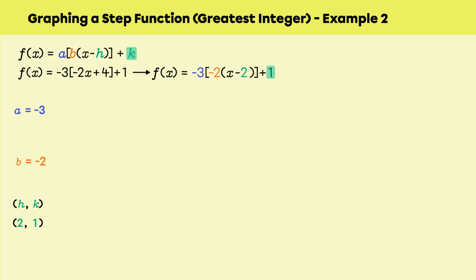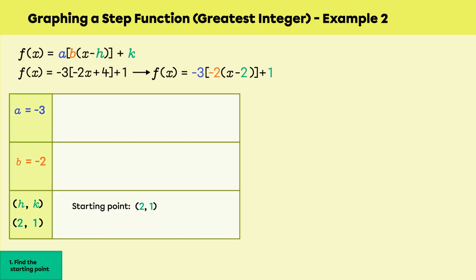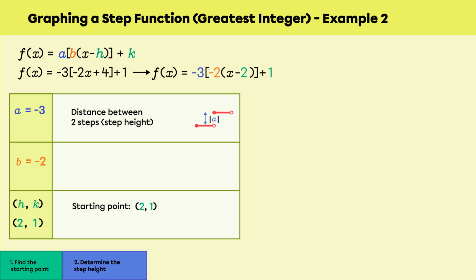After identifying the parameters, we can determine the important information needed to graph this function. The starting point is (h, k), so (2, 1) in this case. The step height is the absolute value of a. The absolute value of -3 is 3. This means there is a vertical distance of 3 units between the steps.